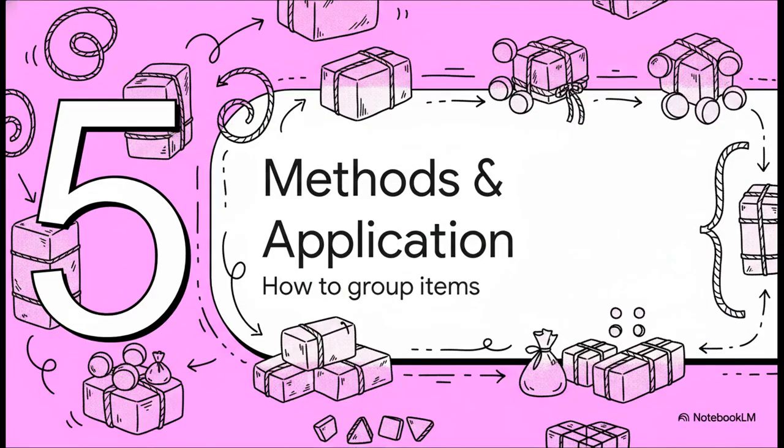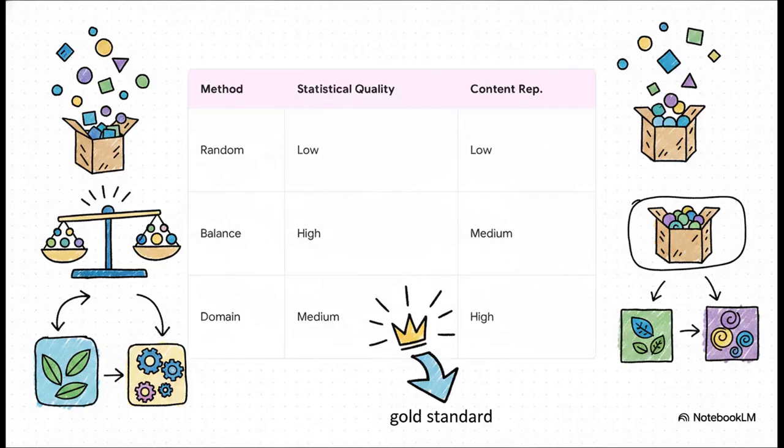All right, you've cleared the hurdles. Section 5, Methods and Application. Let's look at how you actually group these items. You basically have 3 main strategies to choose from. First is random assignment, which is exactly what it sounds like, just throwing items randomly into boxes. It's super easy, sure, but it produces unbalanced parcels with pretty low statistical quality, so it's our least preferred method.